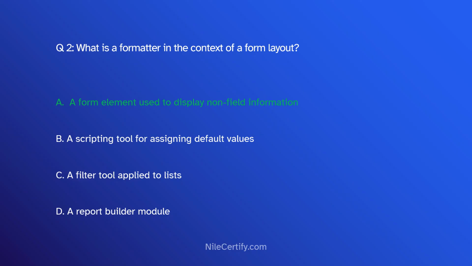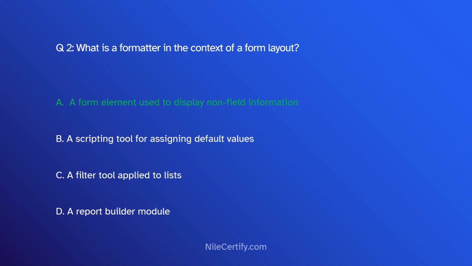Option C, a filter tool applied to lists. And here's a classic redirect. Lists use filters and breadcrumbs. You might think of filters and format together in your brain, but in ServiceNow, those are different things. A formatter is on a form, filters and breadcrumbs are on a list. The question even says in the context of a form layout, which rules out list-only features. So C is incorrect.